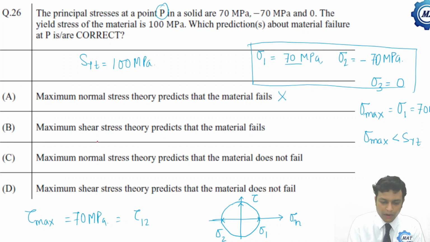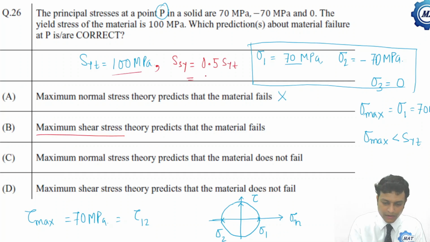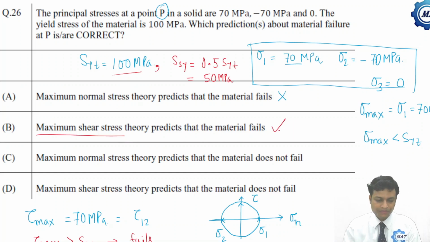Now, according to maximum shear stress theory, what is SY, that is yield stress in shear? That is 0.5 SYT. SYT is 100, so this is 50 MPa. So tau max is more than SY. So it will fail. So according to maximum shear stress theory, the material will fail. This is correct.